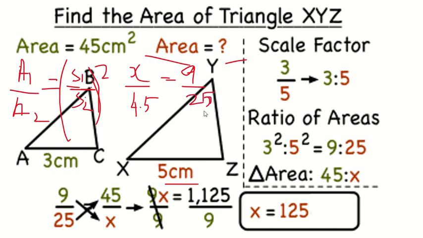You will get 25x is equal to 9 into 45. If I simplify this, x is nothing but 125. So you have to remember this important thing: the ratio of their areas will be equal to the square of the ratio of their sides.